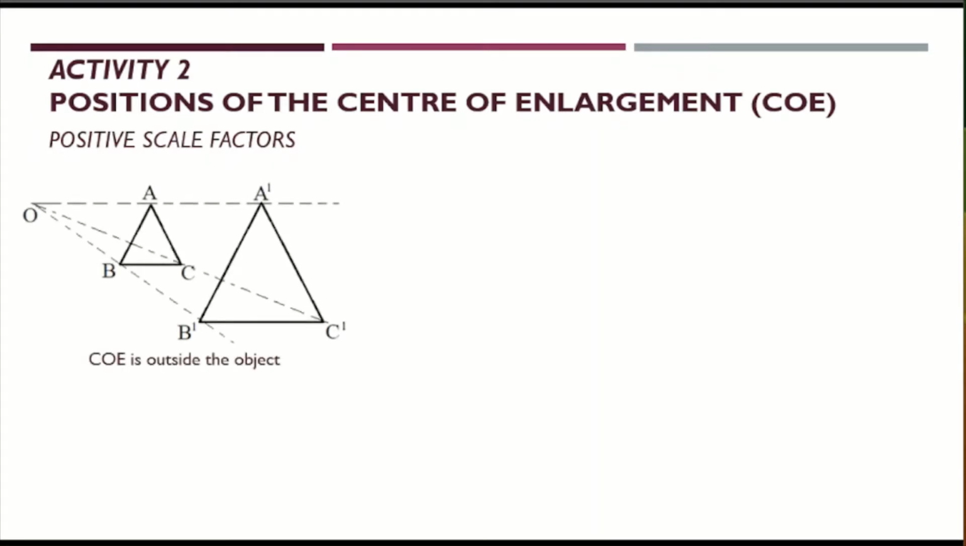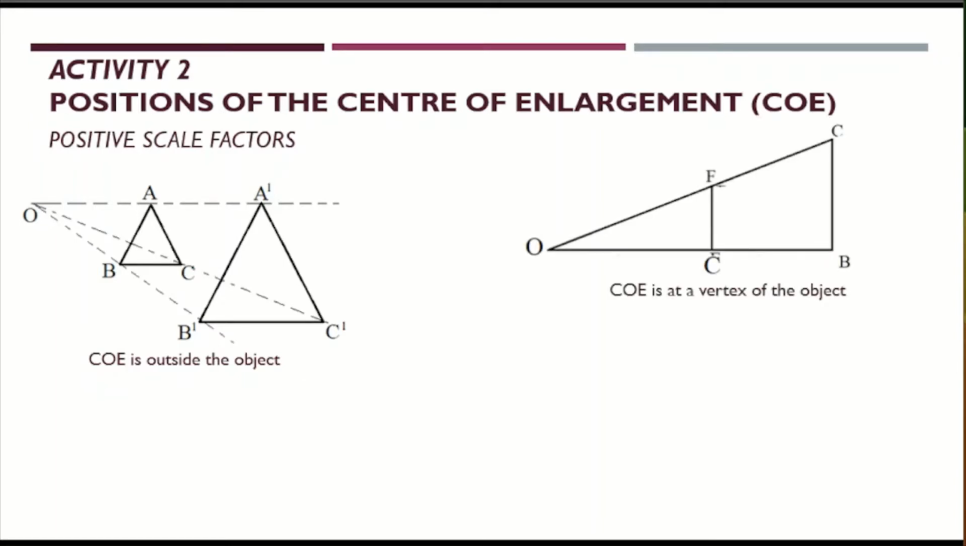So in this first scenario, the center of enlargement can be outside the object. Since this is a positive scale factor, you would notice that the image triangle A prime, B prime, C prime is on the same side as the object triangle ABC, whilst the center of enlargement is outside the object.